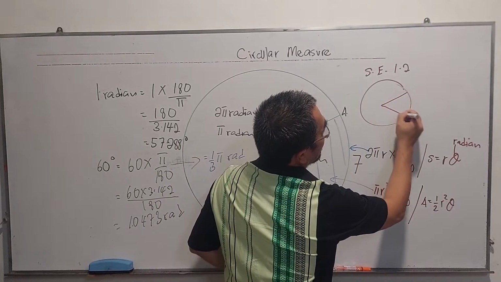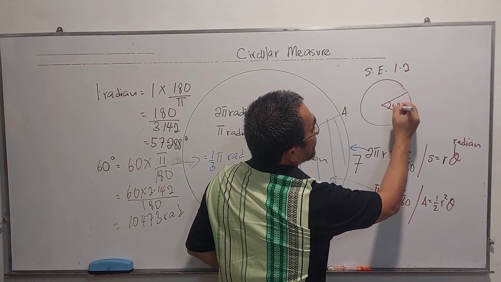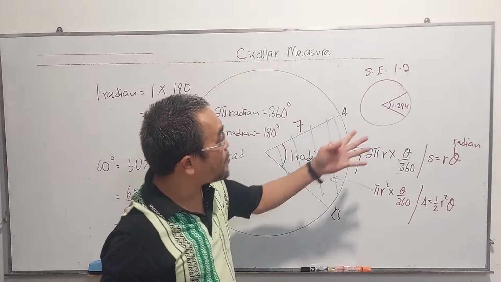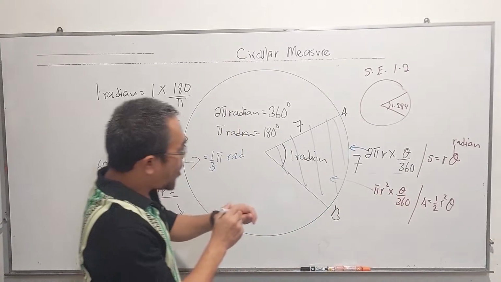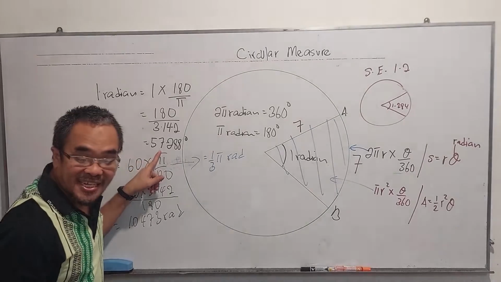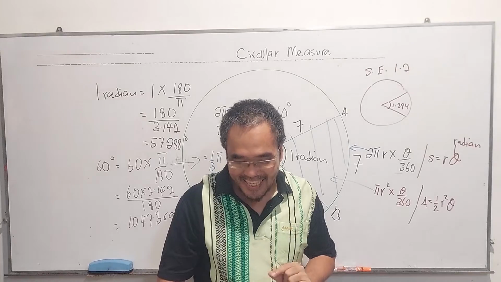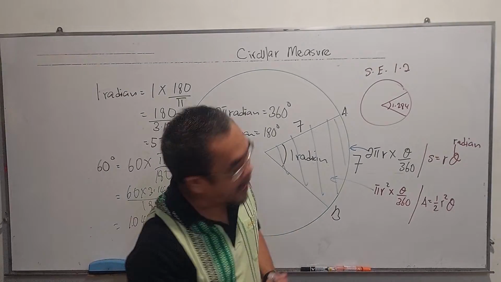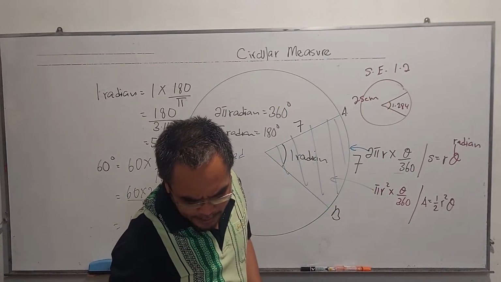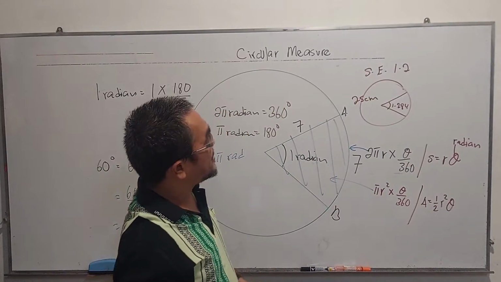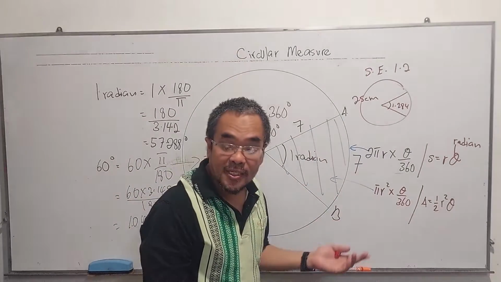So the length of arc here will be 1.284. Of course, 1.284 is in radian, because 1 radian is around 57 degrees, so it cannot be 1 degree. And the length here is 25 centimeter. And how to find the radius? Question A, what is the radius of the circle?